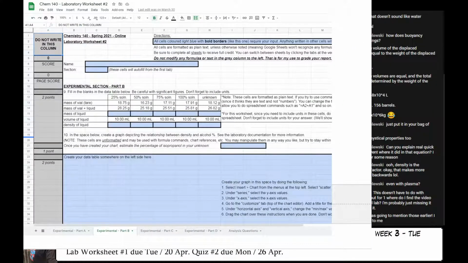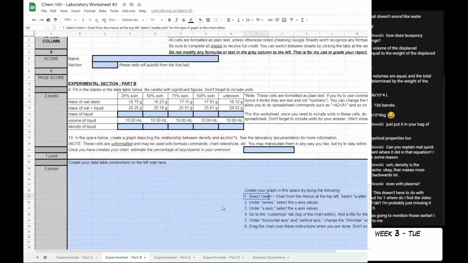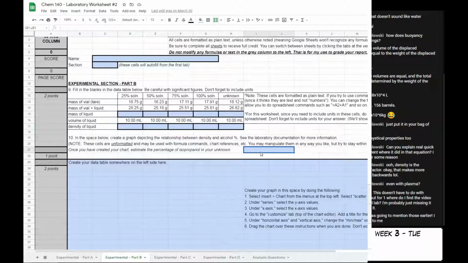So I'm going to make this a little bigger so it fills the screen. How do you make a graph? You are going to calculate the density of various solutions of isopropanol. I have a 25% isopropanol solution, a 50%, 75, and 100%. You're going to calculate their densities, and then you're going to calculate the density of an unknown solution based on this data. The unknown can have any percentage of ethanol, not ethanol, sorry, isopropanol in it between 0 and 100%. And you need to figure out what that percentage is and report it right here in this box. Now, how the heck do you do that?